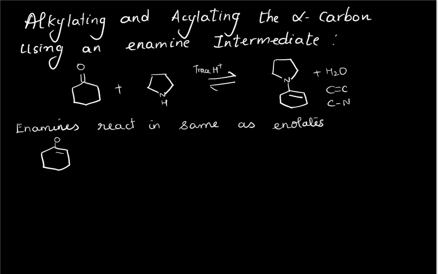So here is the structure of the enolate, and we know that the enolate can act as a nucleophile on an electrophile. So these electrons come in here, and this is going to attack the electrophile, giving rise to this product. So this could be an alkyl halide.